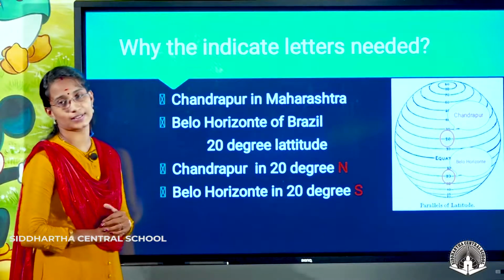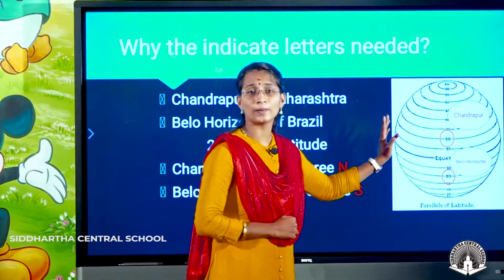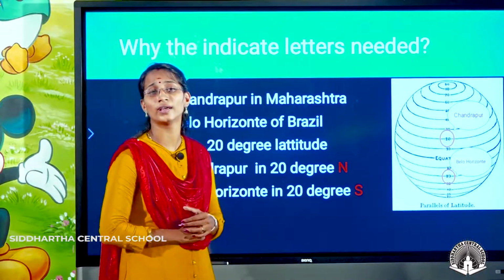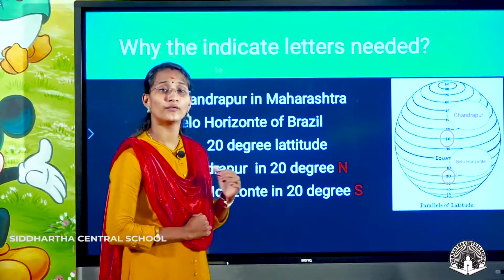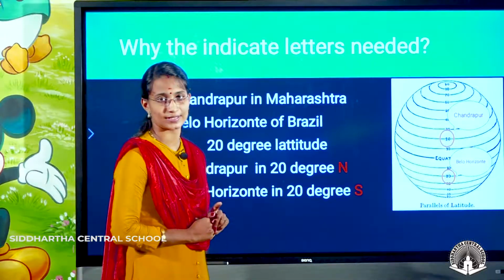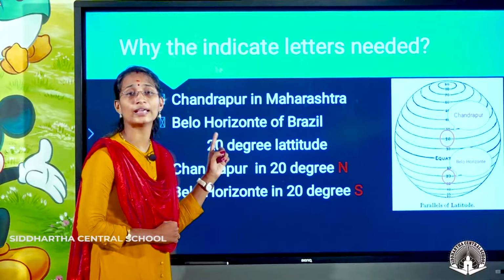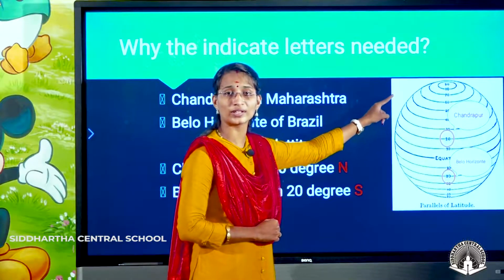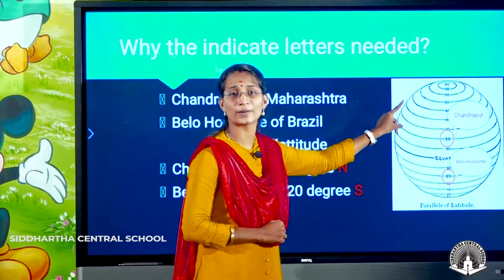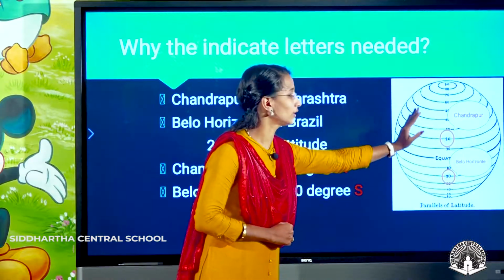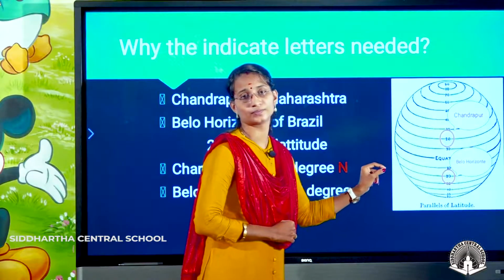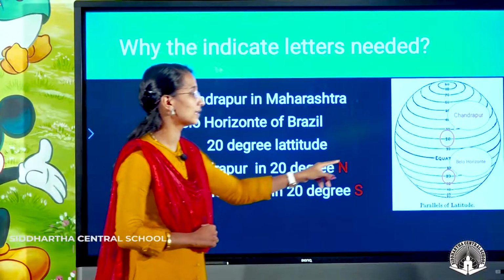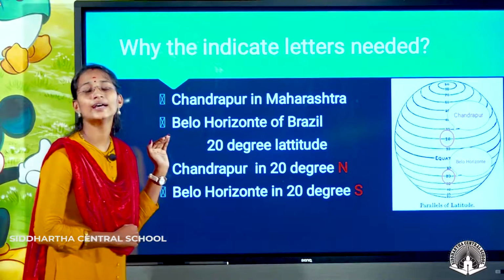That is why we need letters. Suppose we only say Chandrapur is located at 20 degree latitude. Where? North or south? How can we understand? Without the letters, how can we identify where it is located? That is why we need the letters N and S. If we say Chandrapur is located at 20 degree N, it is easy to identify, because we know that above the equator is the northern side. And if we say Belo Horizonte is located at 20 degree S, it is also easy to locate in this picture. So that is why we need the letters with the degrees.